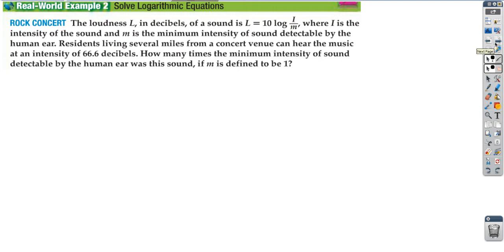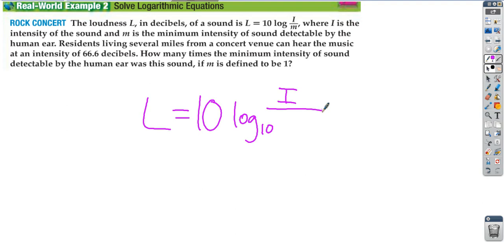Alright, so obviously most of the time that you use logarithms, there's many real world scenarios. We talked about the Richter scale and tornadoes. This is another example. Decibel levels, that refers to sound. So the loudness L in decibels of a sound is given by this equation. Okay, L is equal to 10 times the logarithm, and this is the log base 10, even though they don't write it there, of the intensity of the sound, which is I, over the minimum intensity detectable by the human ear.